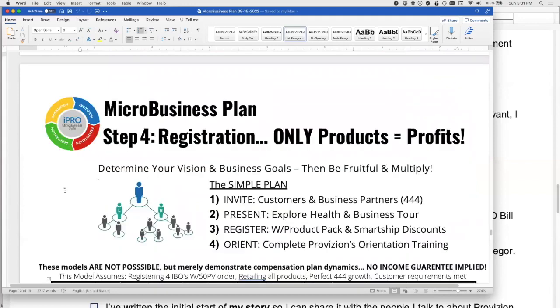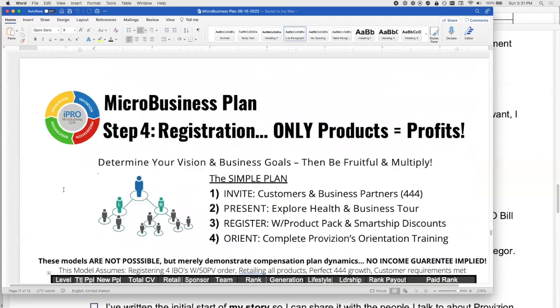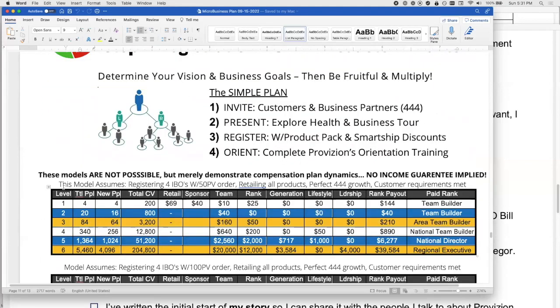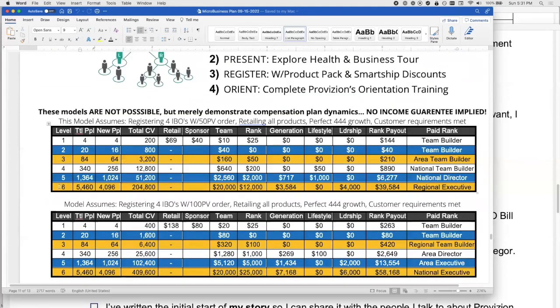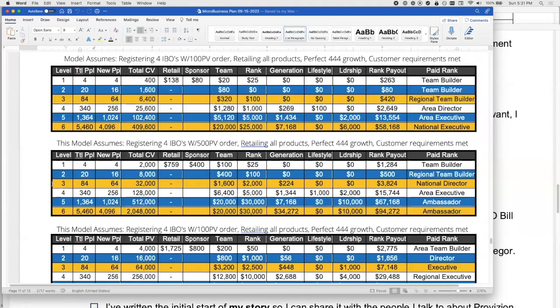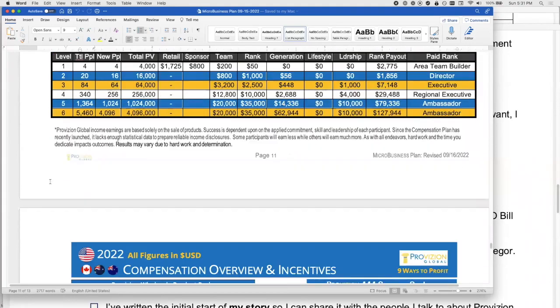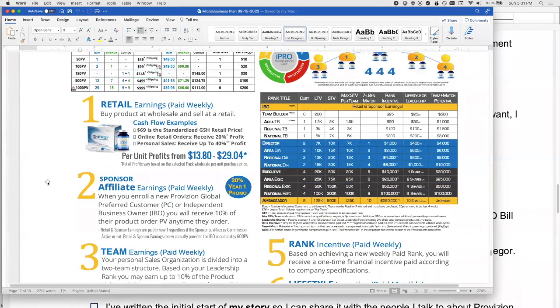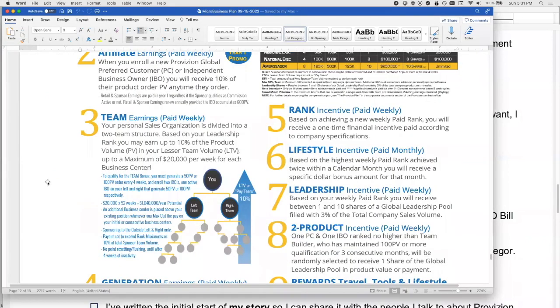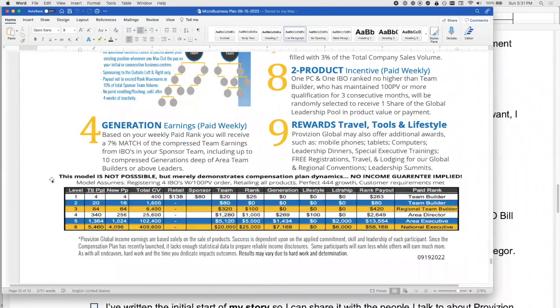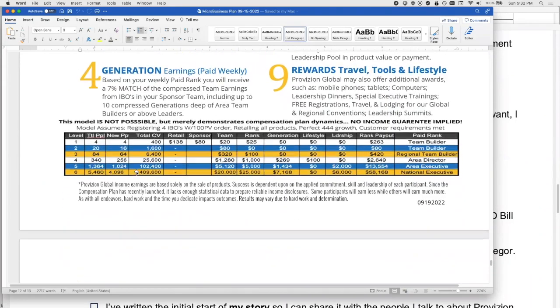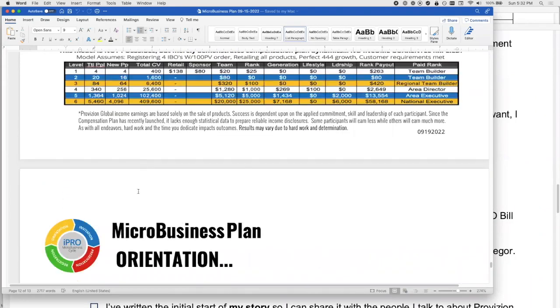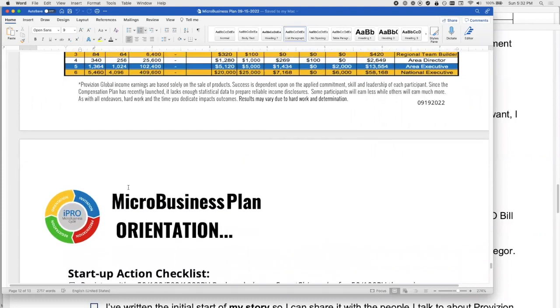Now, at another time with your sponsor, you should go through everything about how to earn money. But again, we've already gone over the simplest plan, and you've already decided which one you want, how much you want to make. So these are just to help you understand the 9 different ways that you can earn income with Provizion Global. Again, you want to go over those with the person who sponsored you. And there's also videos that explain this as well. So that is the micro business plan. As far as orientation goes, that's what we're going through now.